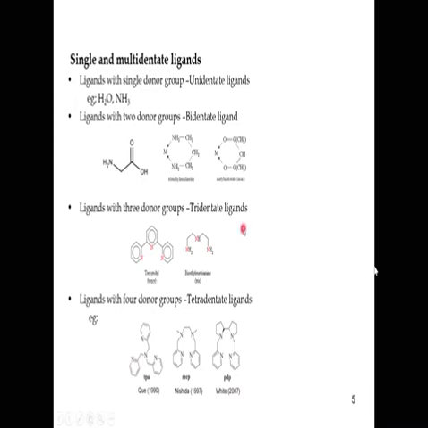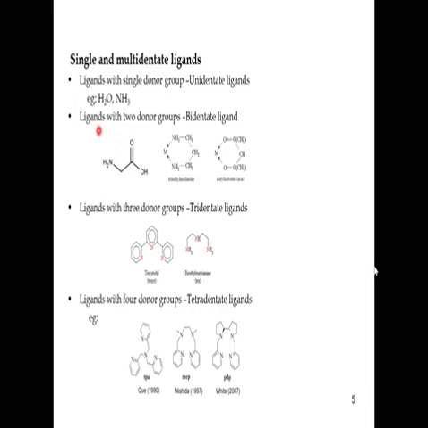So the single dentate and multidentate ligand. Ligands with single donor groups are called monodentate ligands. They have only one electron donor group. Yes, if you consider water, only one electron donor group. In ammonia, yes, only one electron donor group.